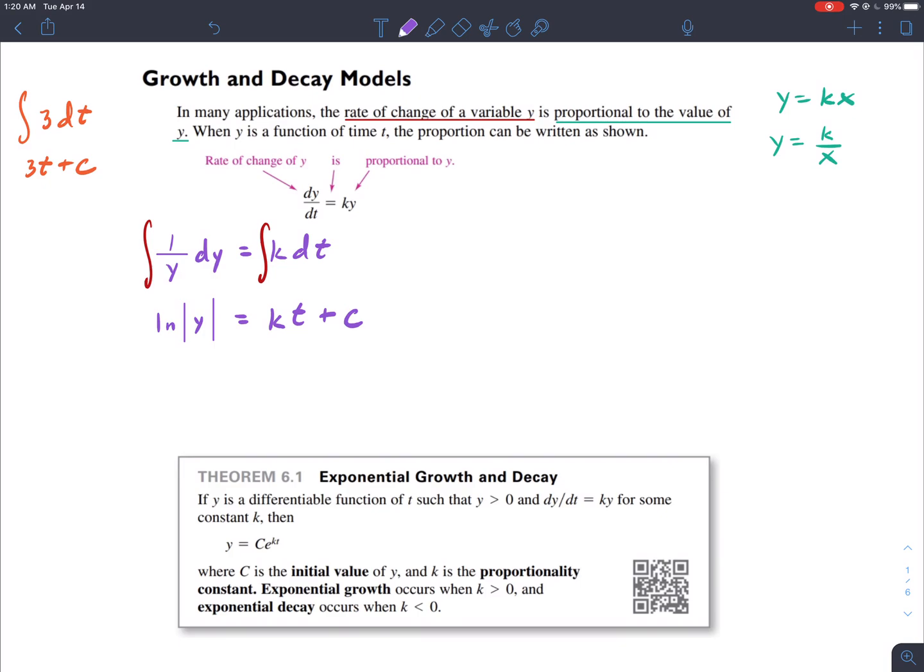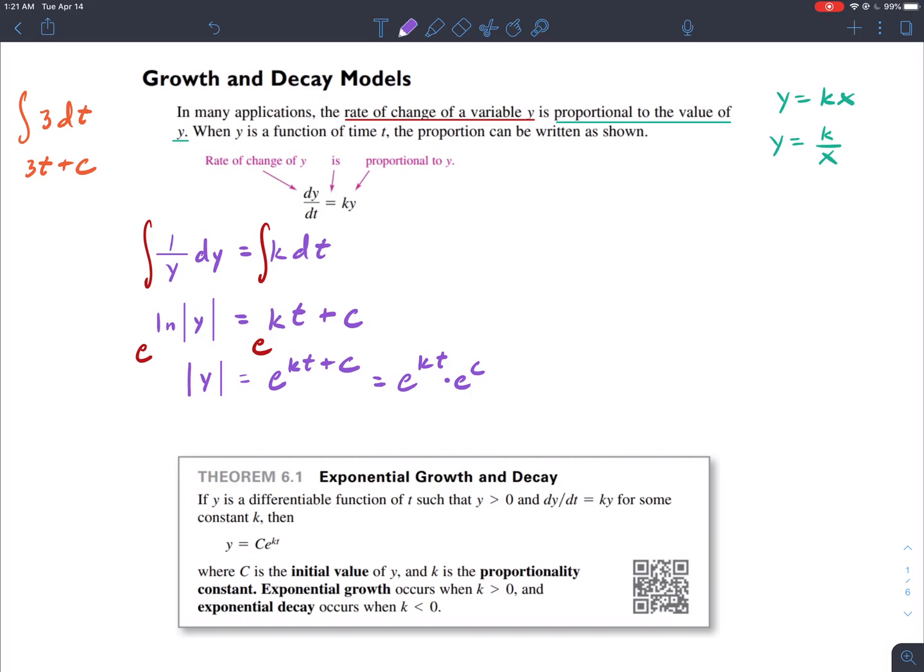Plus some constant. Now I can exponentiate to try to solve for y. My job is not done until I have isolated y. So if I exponentiate, absolute value y is equal to e to the kt plus c. And this is where it gets a little bit tricky. Using the laws of exponents, I can split this apart. We don't normally do this, and it seems a little counterintuitive, but it is true that e to the kt plus c equals e to the kt times e to the c, because when you multiply like bases, you add exponents.